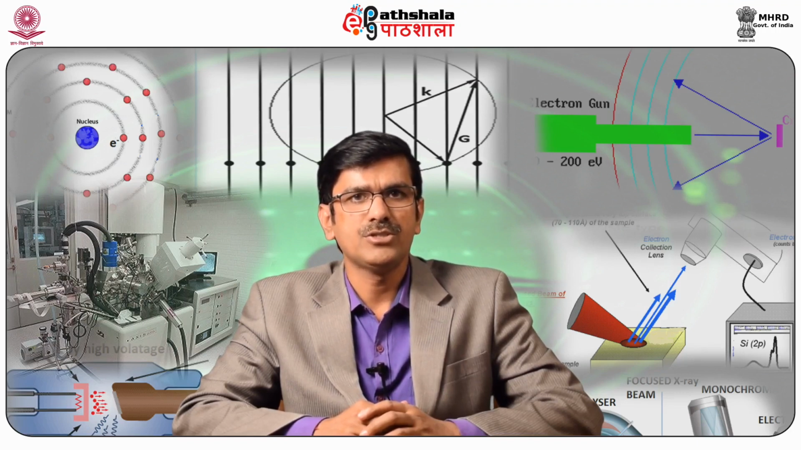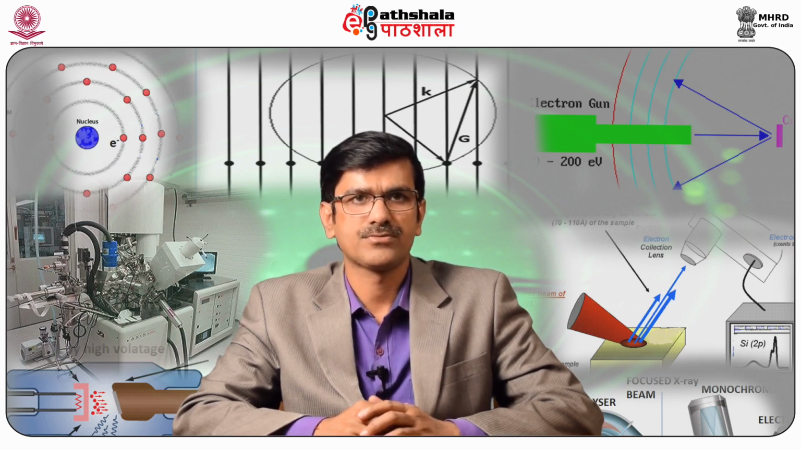Ultra high vacuum is of the order of 10 to the power minus 11 torr pressure. It removes adsorbed gases from the sample surface. It eliminates adsorption of contaminants on the sample surface. It prevents arcing and high voltage breakdown, etc. It increases the mean free path of electrons, ions and photons.